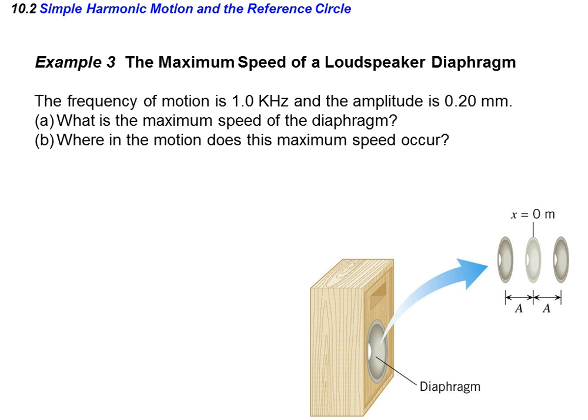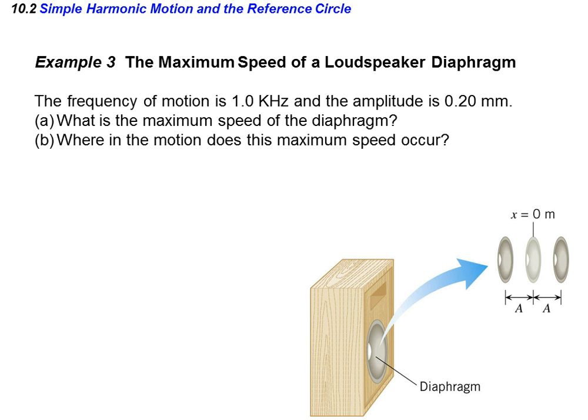Let's look at an example here. In this example, we have the frequency of motion is 1 kilohertz, so that's 1,000 cycles per second, and the amplitude is 0.2 millimeters, so that's 2 times 10 to the negative 4th meters. We want to know what is the maximum speed of the diaphragm that's moving back and forth to create this sound, and where in the motion does the maximum speed occur?